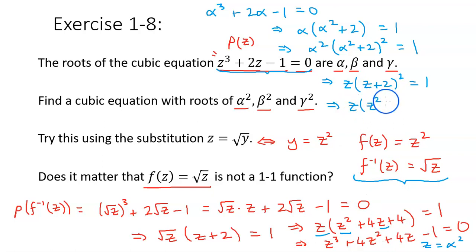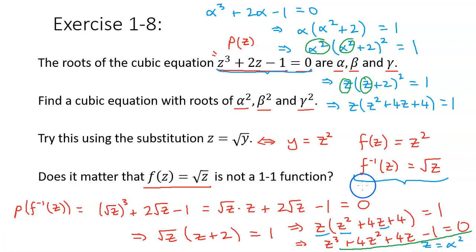And so we know this equation is the same as the one we ended up with down here. Z times z squared plus 4z plus 4 equals 1. So it ends up being the same equation, and we know that it works for z equals alpha squared. So we're good. Alpha squared is definitely a root of this polynomial equation down here. So it all works nicely, and alpha squared, beta squared, and gamma squared really are roots to this polynomial equation down here.